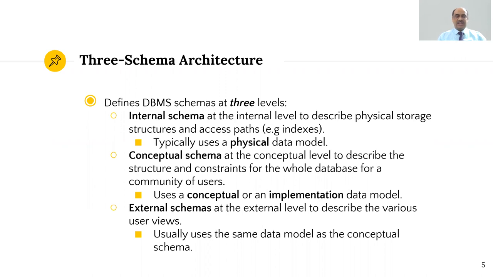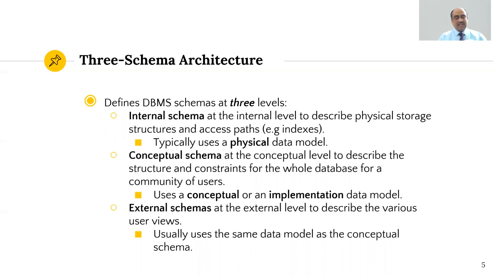So the three-schema architecture has three levels. They are called the internal schema, conceptual schema, and external schema. These three schemas are very important, and they define the overall design of a database, the DBMS, and the internal structure. First we'll see what we mean by internal schema. As I said earlier, internal schema means the internal design of a database.